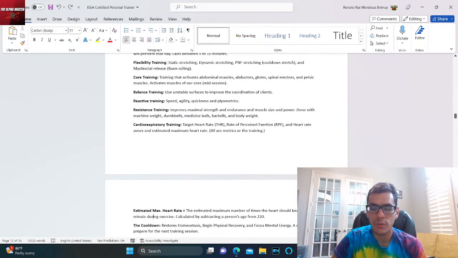Now, the estimated maximum heart rate is going to be the estimated maximum number of times the heart can beat.